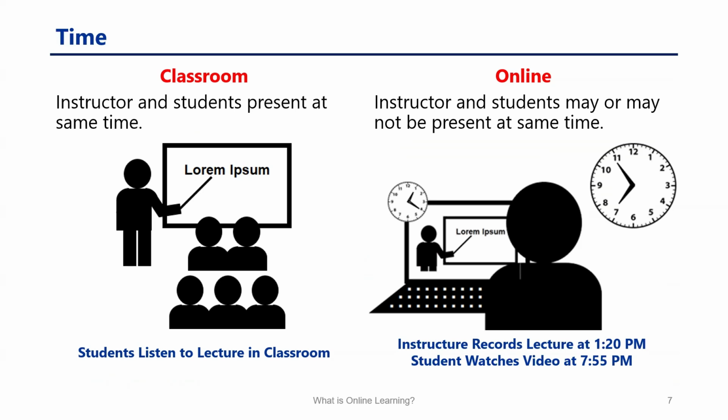In classroom-based learning, shown on the left, the instructor and the students are present in the room at the same time. In online learning, they may not be present at the same time. In this case, an instructor recorded a video at 1:20 p.m. and the student watches it at 7:55 p.m.